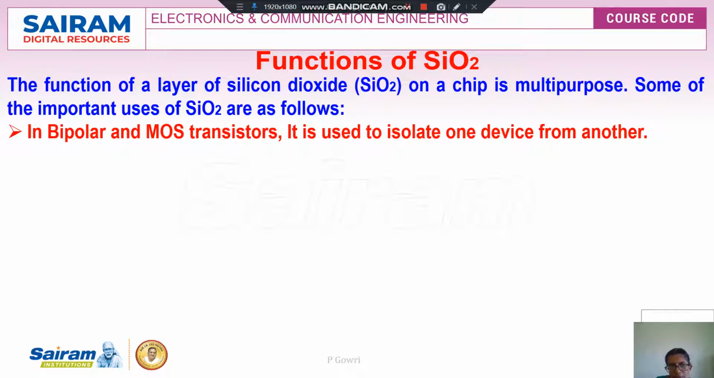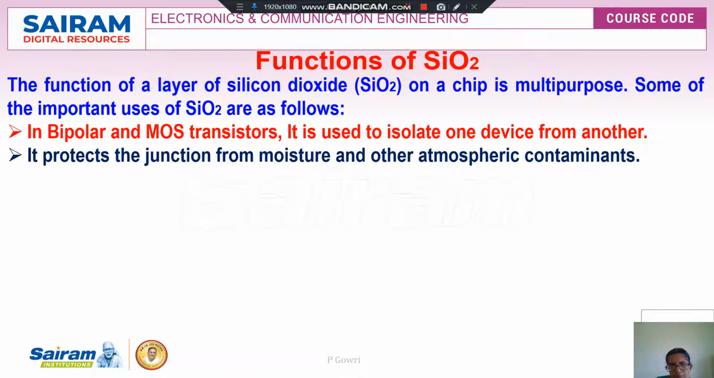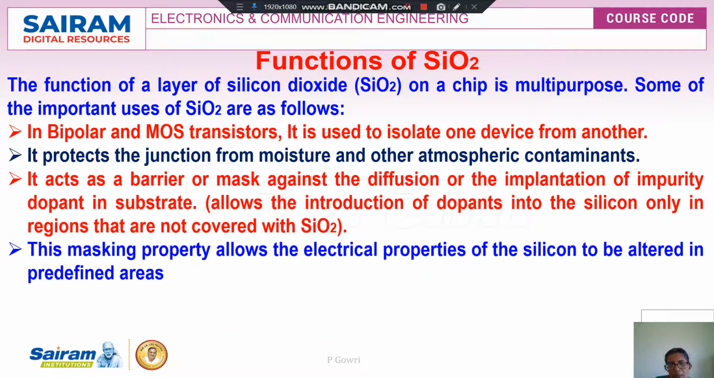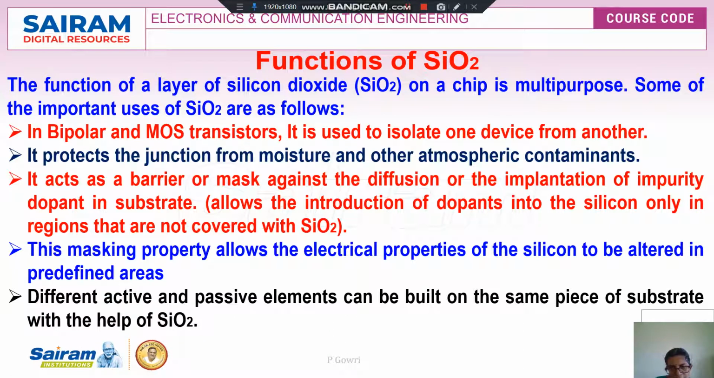That was in the fourth module. In the previous module videos, we have discussed it. The oxide, that is silicon dioxide, acts as an insulating layer and is used to isolate one device from the other. It also protects the junction from moisture and other atmospheric contaminants. It acts as a barrier or a mask against the diffusion or implantation of the impurity dopant in the substrate. Finally, the electrical property of the silicon can be varied due to the applied silicon dioxide.